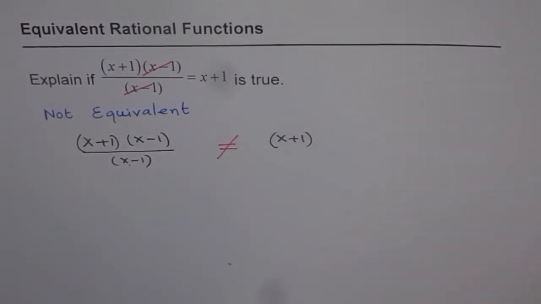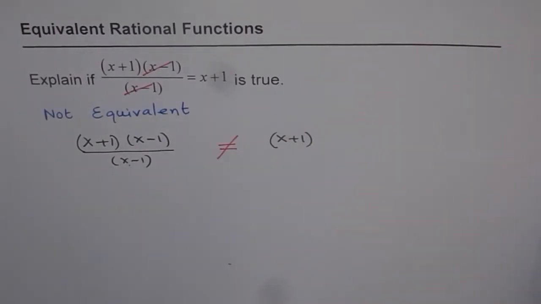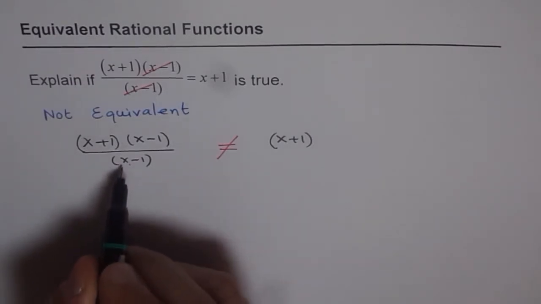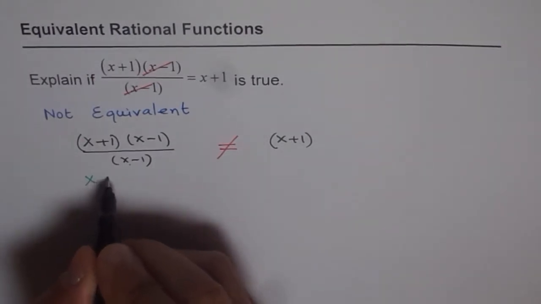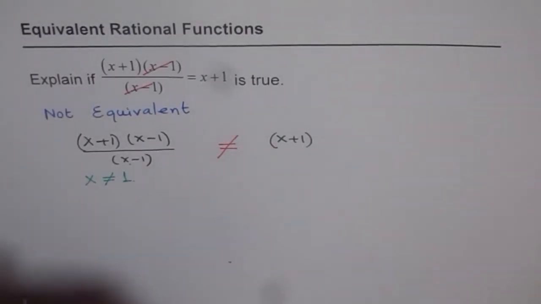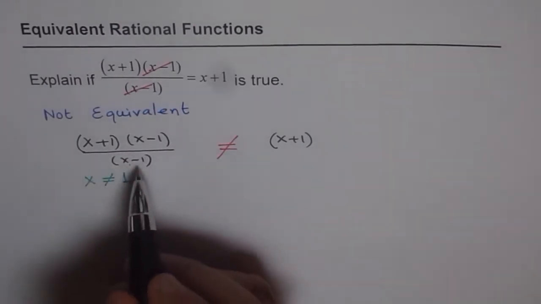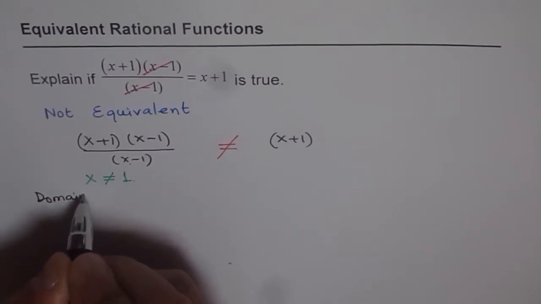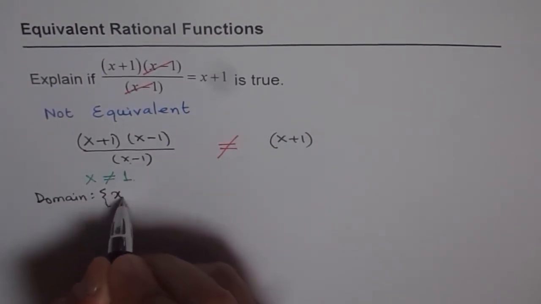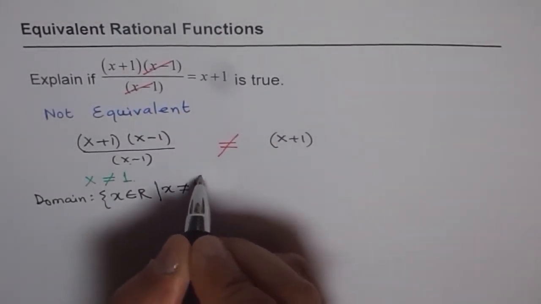One way you can answer this is that if you analyze this function, what kind of discontinuity does it have? Can this function have a value of 1? No, correct? So in this function, x is not equal to 1. Why is it so? Because if you put x equals 1, you get something divided by 0. Therefore, the domain is restricted. So the domain of the function is x belongs to real numbers, where x is not equal to 1, correct?